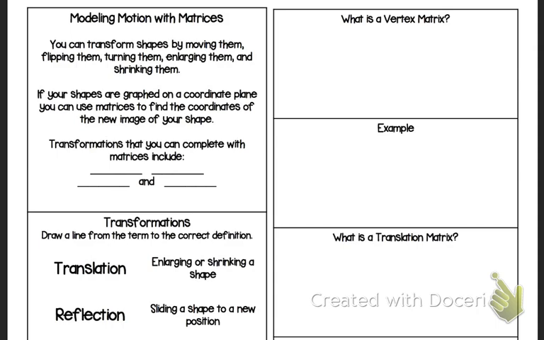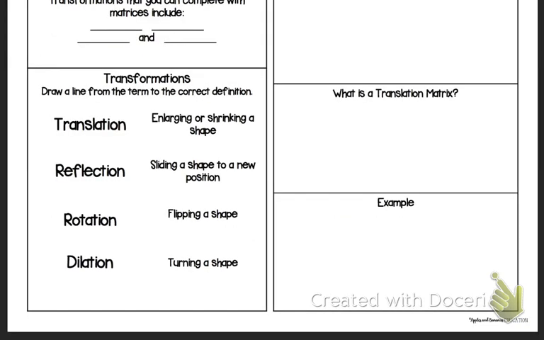Transformations that you can complete with matrices include these four that we've talked about already: translations, rotations, reflections, and dilations. Draw a line from the term to the correct definition. You should all know these by now, but translations are just sliding a shape to a new position, reflections are flipping a shape, turning a shape is rotations, and enlarging or shrinking is the dilation.